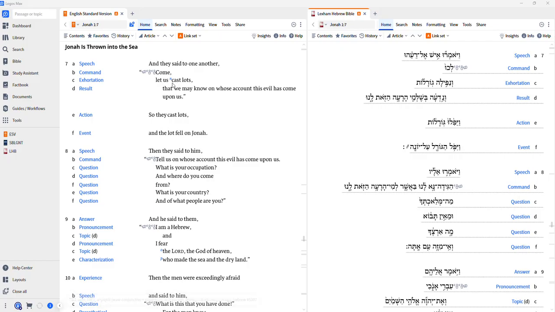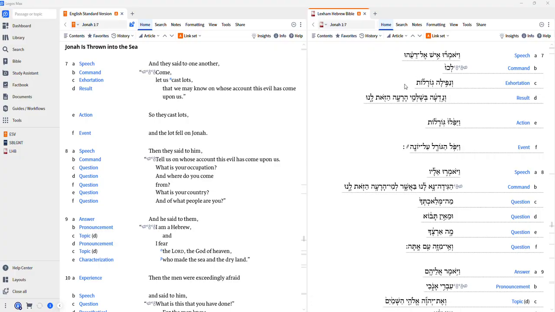So let us cast lots. We're doing this urgently. And then you have this word here, goral. It looks kind of like gadol, but note this, there's a resh, not daleth. So if you're just looking at the Hebrew, be careful. It's not another example of the key word gadol. It's a different word. It's the word for lot.